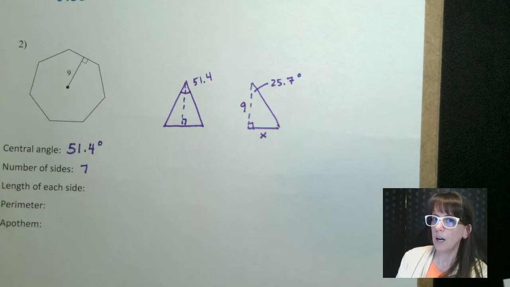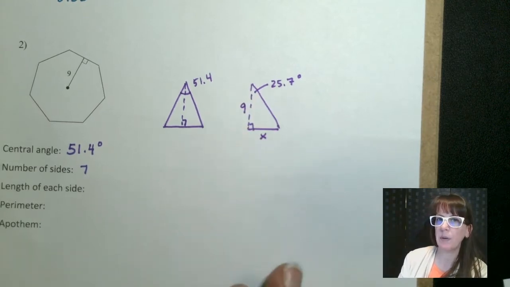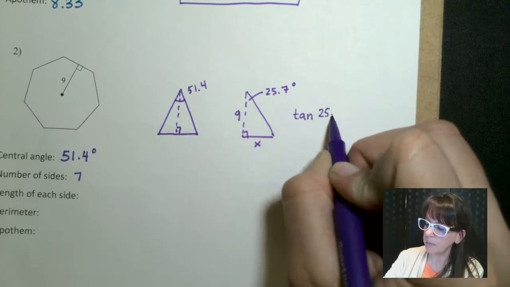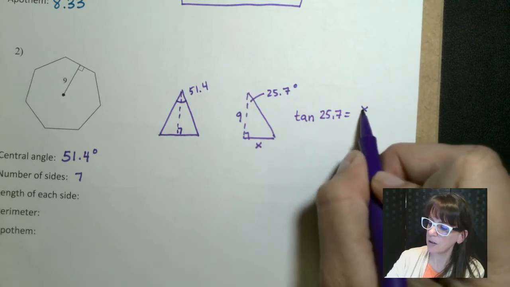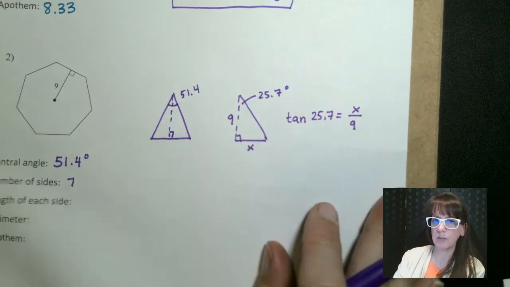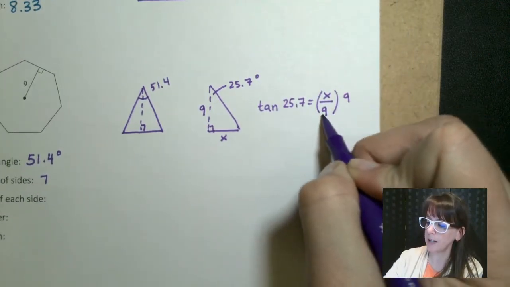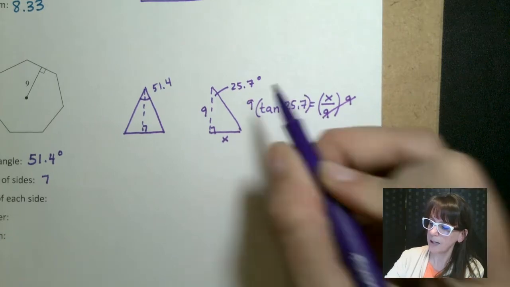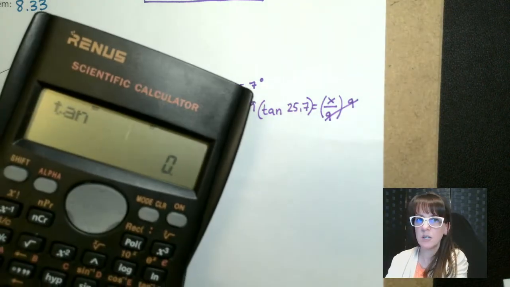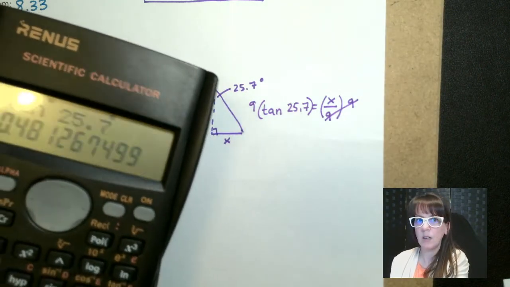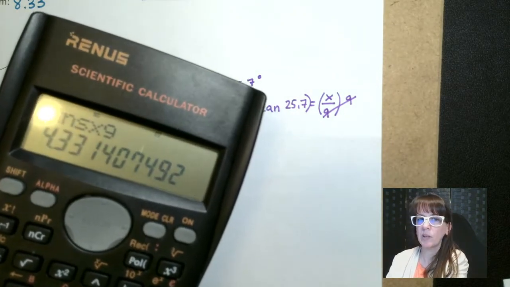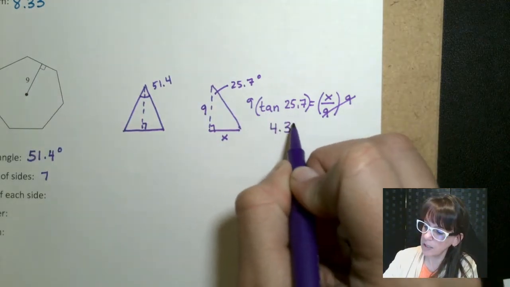Okay, so now, we're not involving the hypotenuse, so we're definitely going to want to use tangent here. We're going to say tangent 25.7 equals opposite, which is X, over adjacent, which is 9. The variable is in the numerator this time, so we don't have to do our double step. We just have to multiply both sides by 9. So tangent 25.7 equals all that garbage, and then we multiply it by 9, which gives us 4.33. So 4.33 equals X.